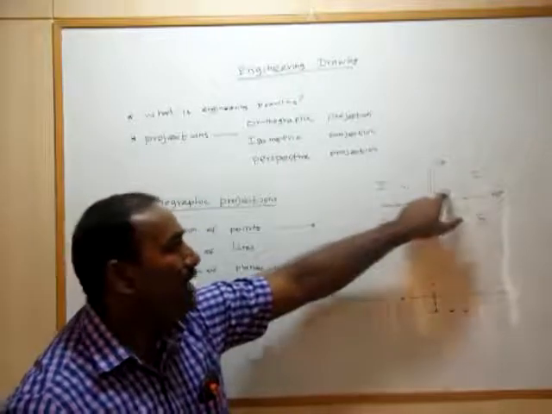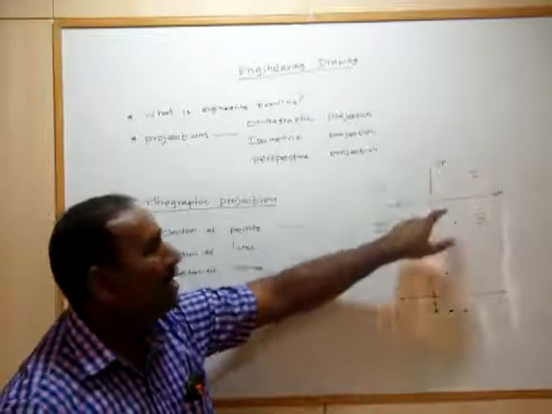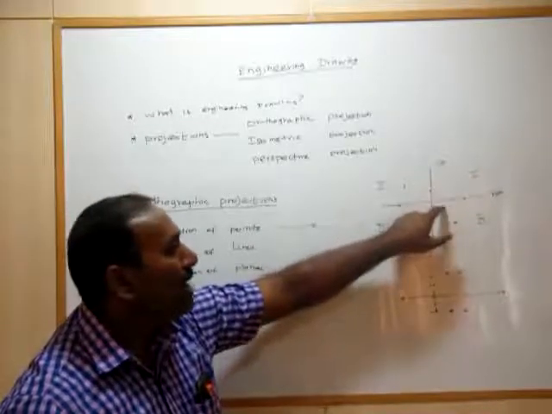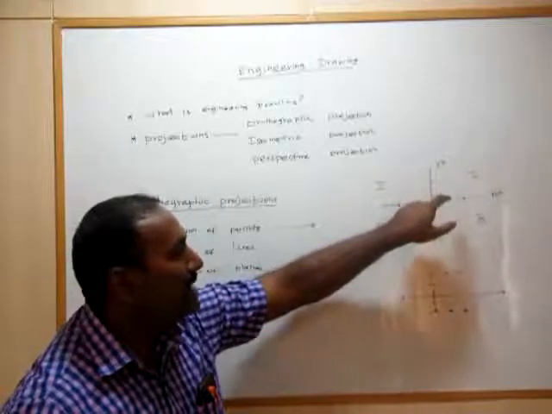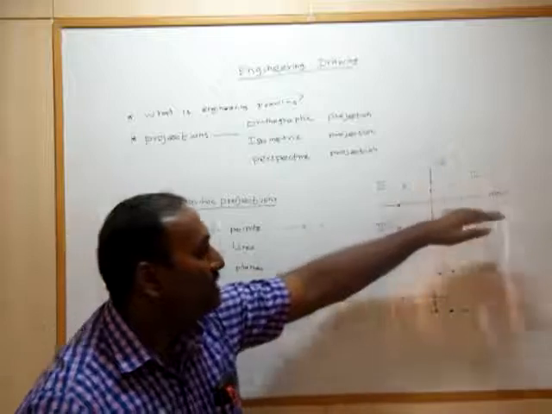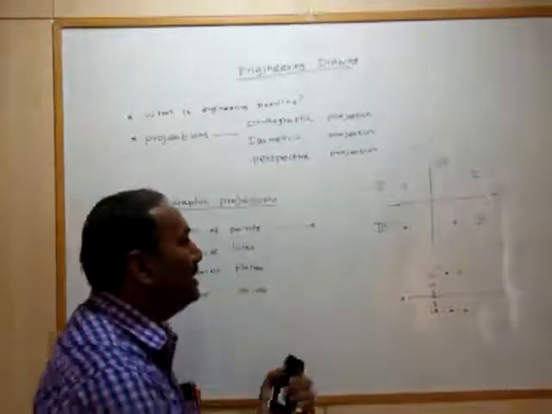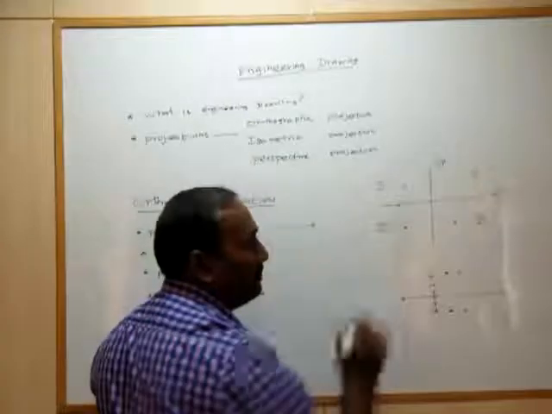In first angle projection, the vertical plane lies above the reference line and the horizontal plane lies below the reference line. What is the reference line? The intersection of the horizontal plane and the vertical plane is the reference line.